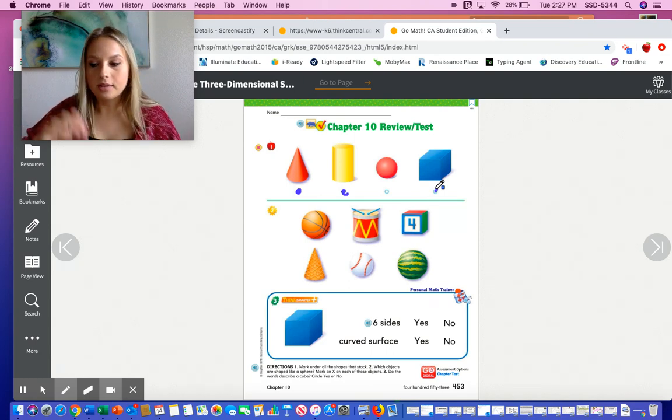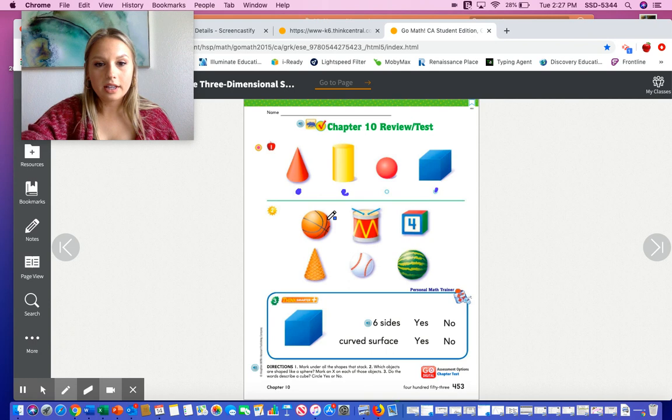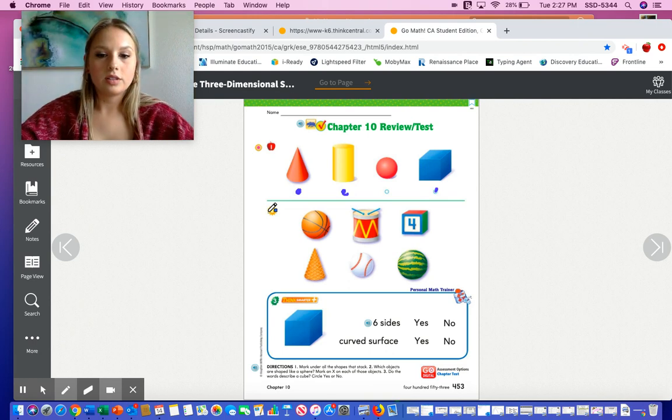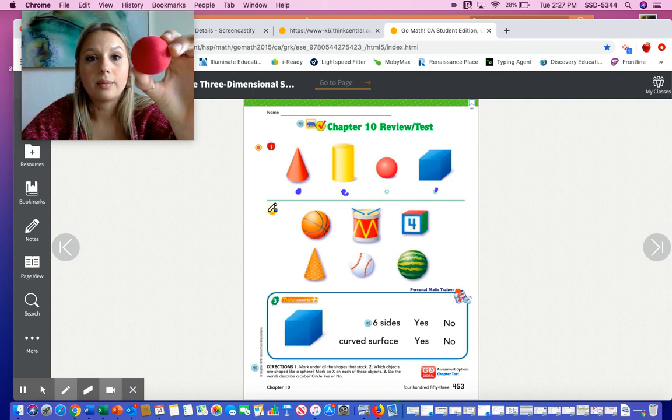Find yellow sun number 2. Put your finger on it. Which objects are shaped like a sphere? Remember, this is a sphere. It's curved and round. So put an X on the shapes that are the objects that are shaped like a sphere. Put an X. X marks the spot. Find ones that look like a sphere.